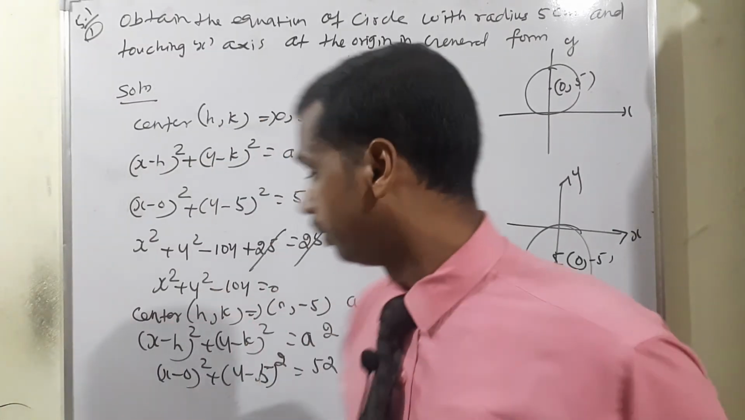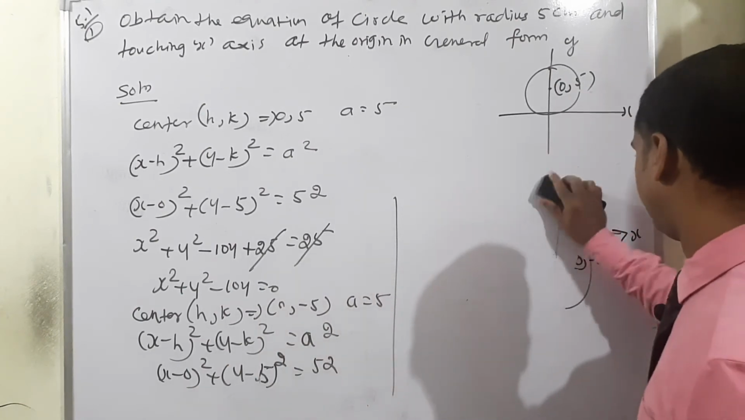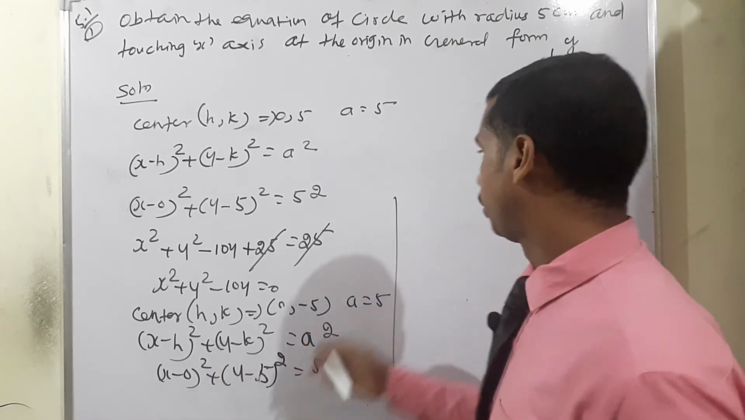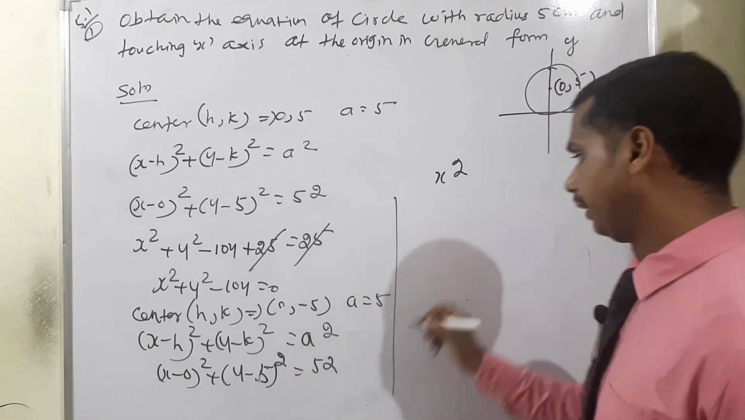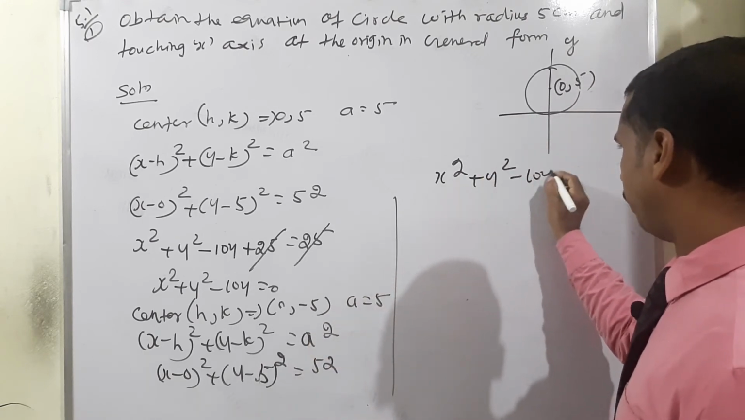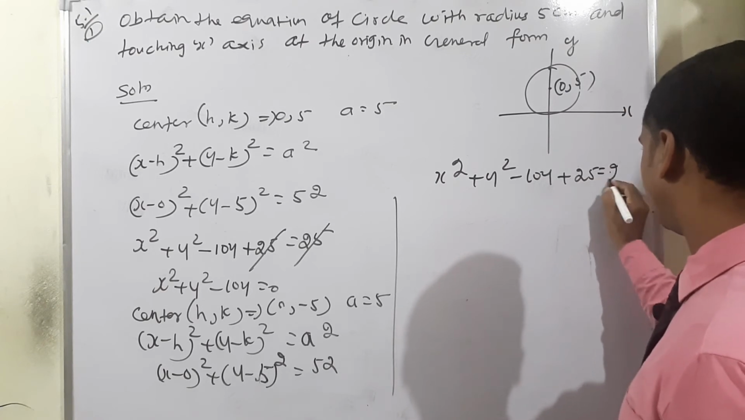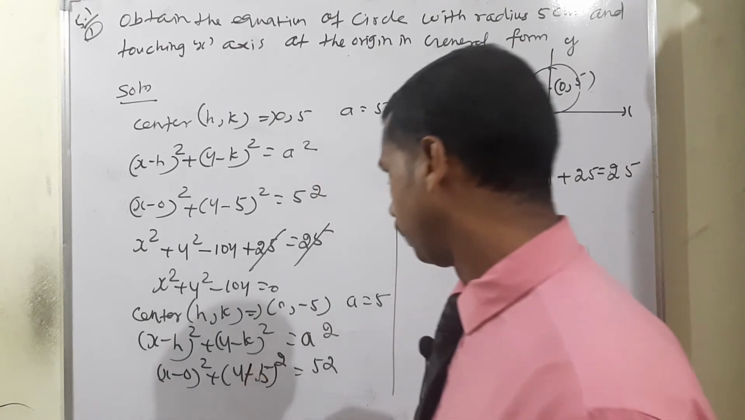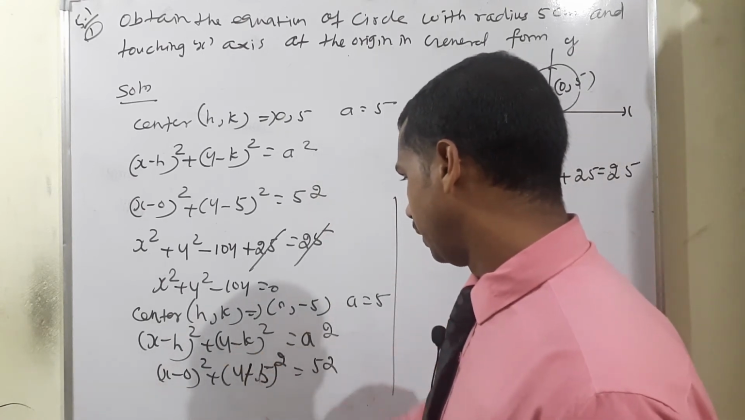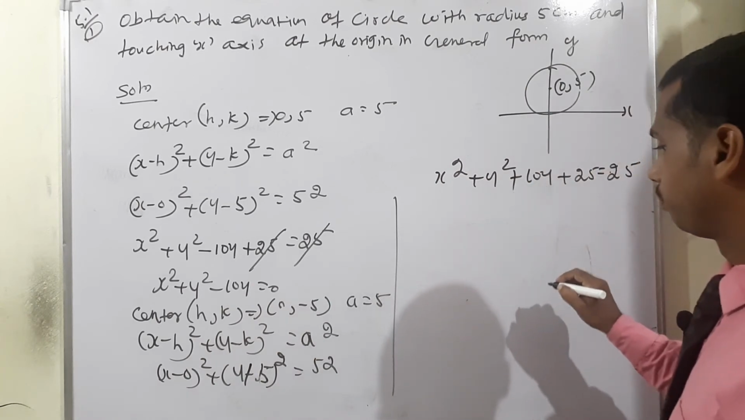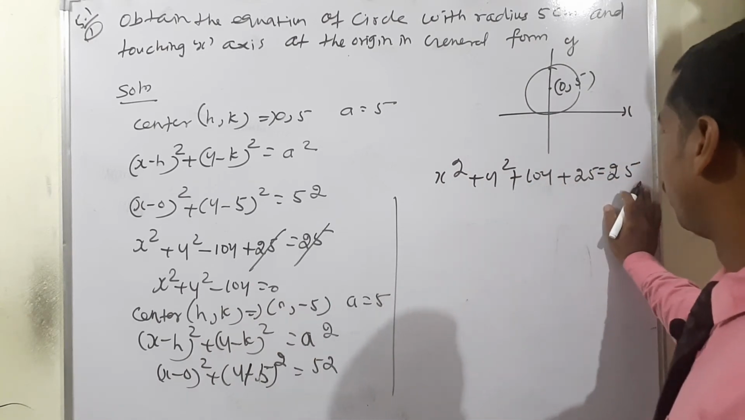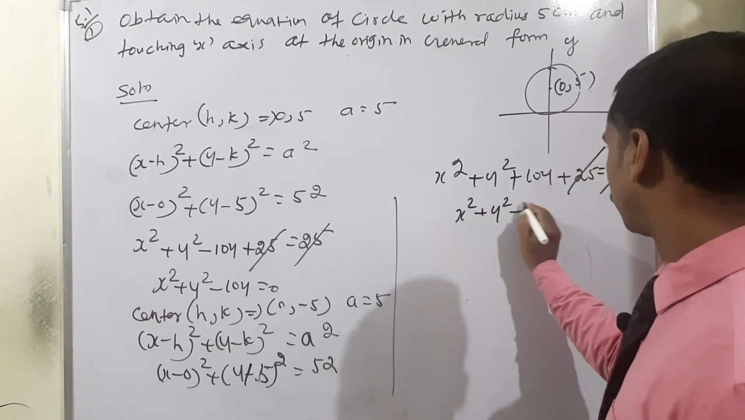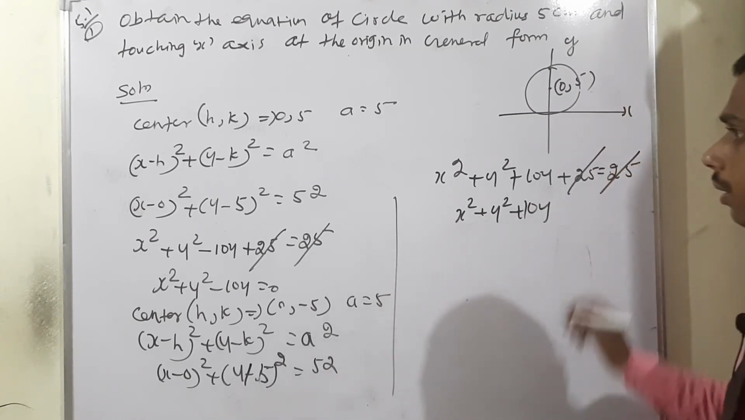Now what we have to do? Again x minus 0 means directly we can write only x square. Next condition plus y square minus 10y plus 25 is equal to 25, isn't it? But this is minus 5, no? Sorry my dear, here plus 5 will come because y minus k, so minus into minus is plus. So definitely here also plus 10y, the positive 25, is equal to 25. Now what will happen? Again 25 cancels. Therefore the final answer is x square plus y square plus 10y is equal to 0.